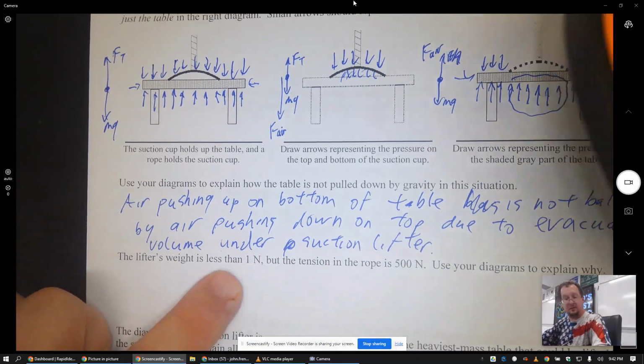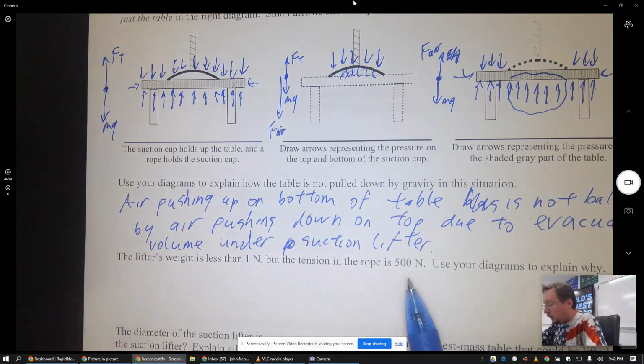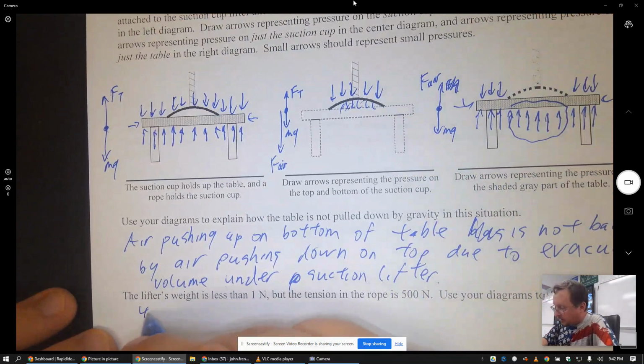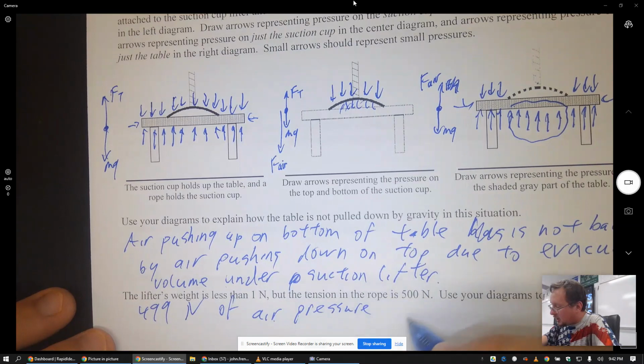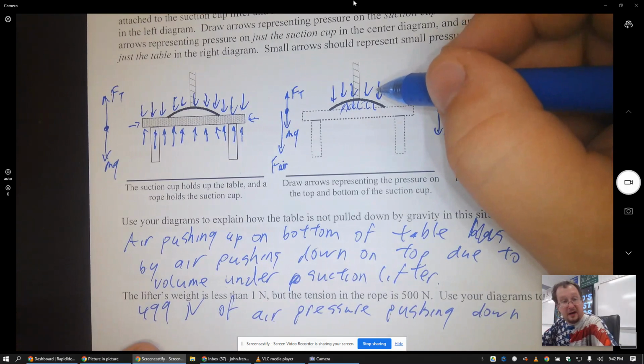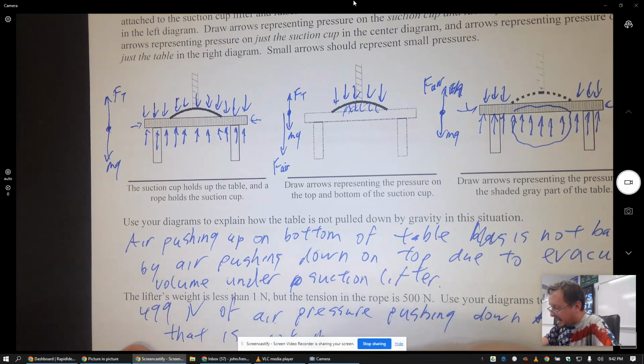This lifter is not even 1 Newton. This is not 100 kilograms. I just made up that number for the heck of it, right? Well, why is the tension of the rope 500 Newtons? Because there would be 499 Newtons of air pressure pushing down, right? There's 499 Newtons of air pressure pushing down, and on the lifter that is not matched or balanced, you could say, by air pushing up from underneath.